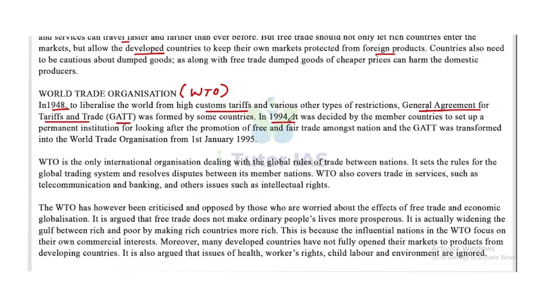In 1994, it was decided by the member countries to set up a permanent institution for looking after the promotion of free and fair trade amongst nations, and the GATT was transformed into the World Trade Organization from the 1st January 1995. The WTO is the only international organization dealing with the global rules of trade between nations.